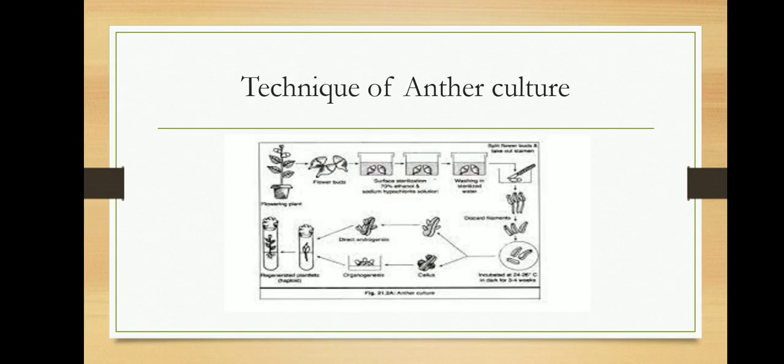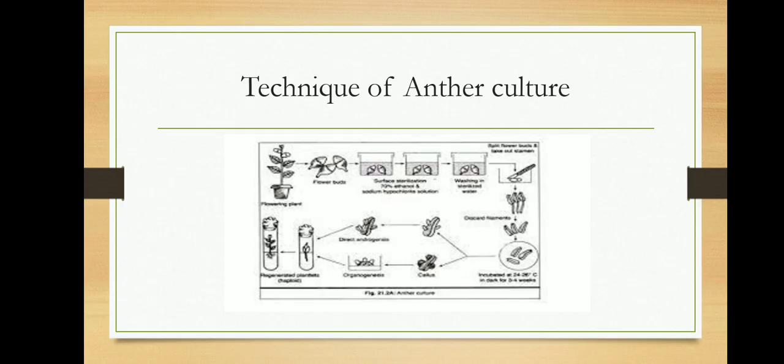Alternatively, in the majority of plants, the tissue divides repeatedly to form callus. From this callus, several embryoids are differentiated. Here, each embryoid grows into a plantlet. These plants obtained from the callus are usually mixoploids due to endopolyploidy. Okay, this is about the technique of anther culture.